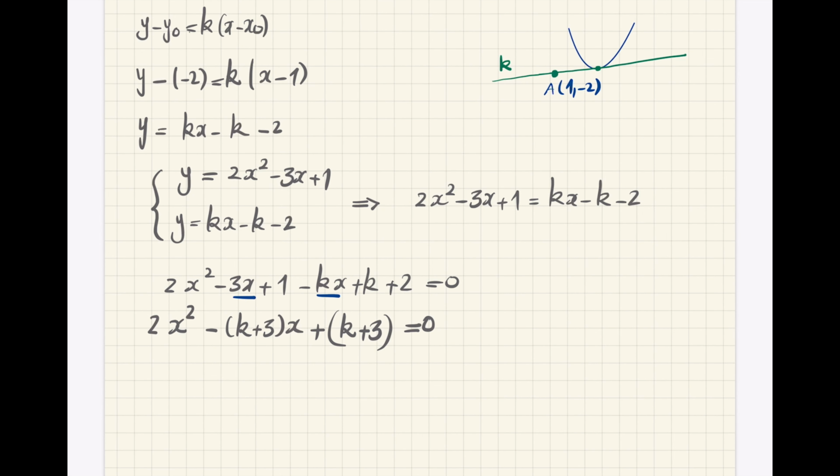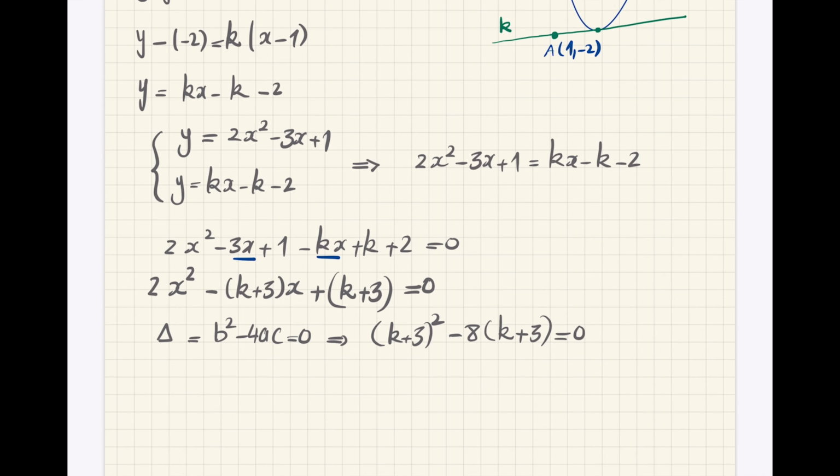So this is my quadratic equation. But I want to force this quadratic equation to have exactly one solution. So it means that the discriminant should be equal to 0. Yes? So what is the discriminant here? Delta is b squared minus 4ac, which should be equal to 0. So this means (k plus 3) to the power of 2, because negative (k plus 3) is b, to the power of 2, the negative sign is gone. And then minus 4 times a times c, minus 4 times 2 is minus 8, times (k plus 3), this is equal to 0.